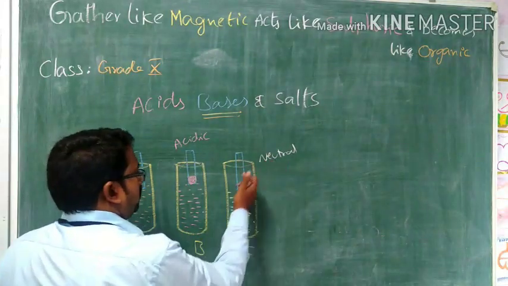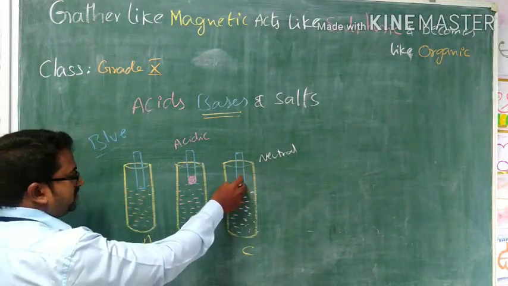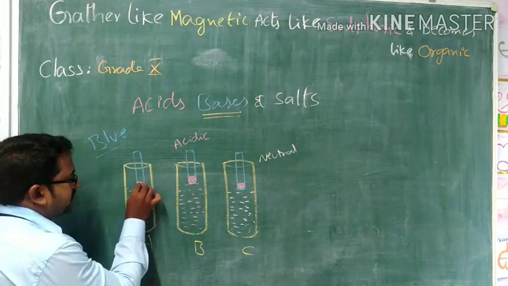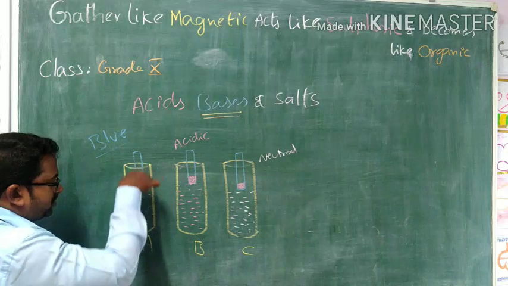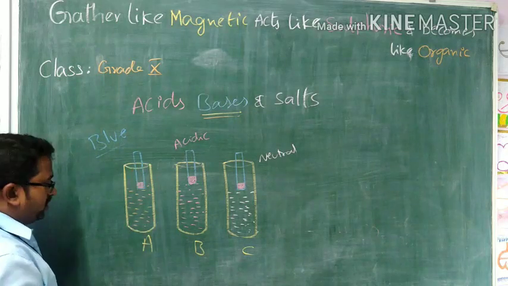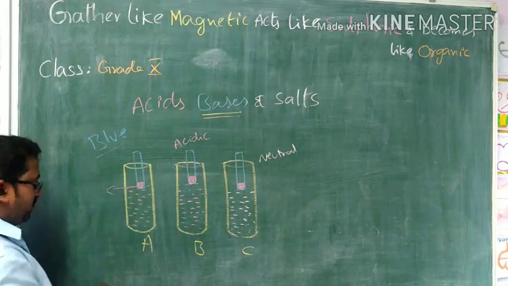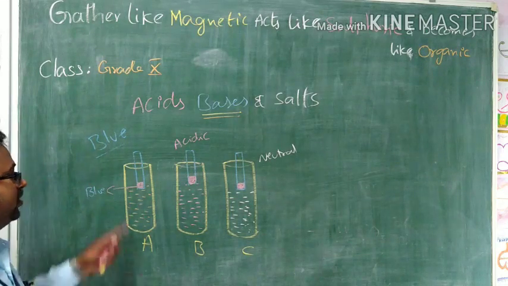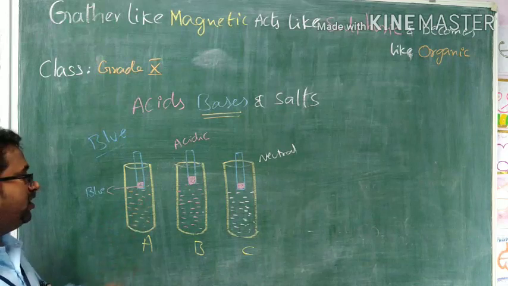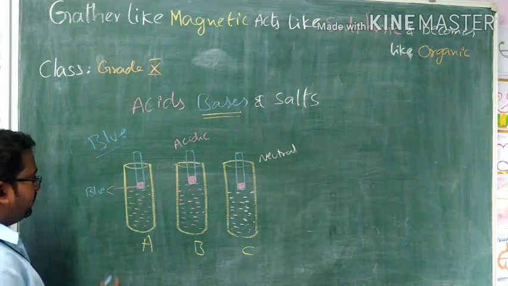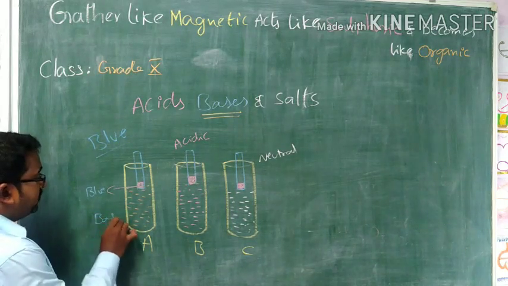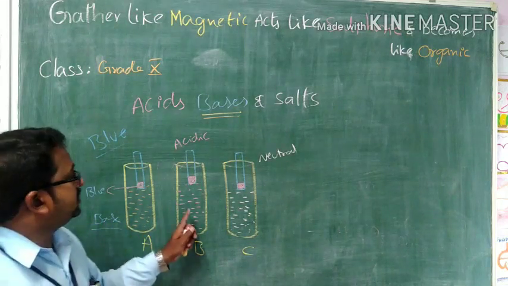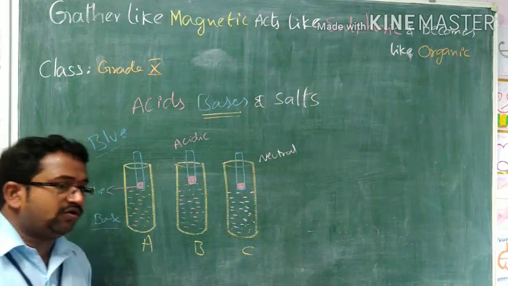Now take this one and insert into this. Here already some portion is red. Now when you insert into this A solution, it changes into blue. This red changes into blue. Which converts the blue litmus into red litmus? Yes, you are correct. It's about base. So it's clear whether it's a base, an acid, or neutral.